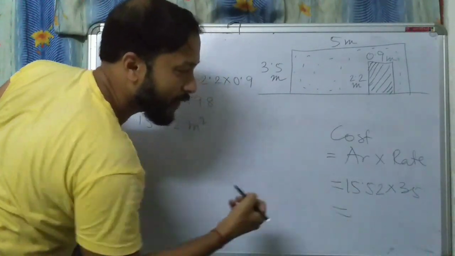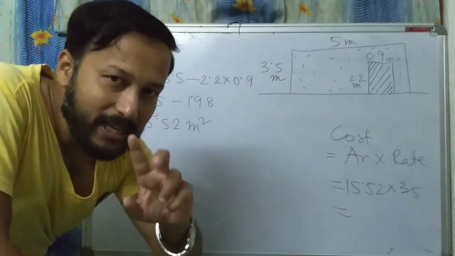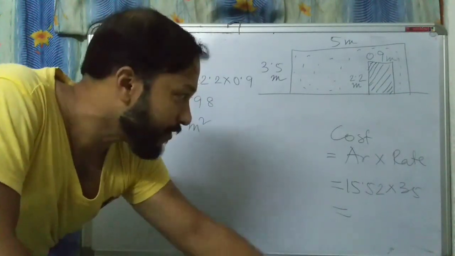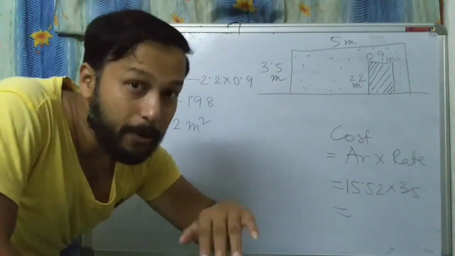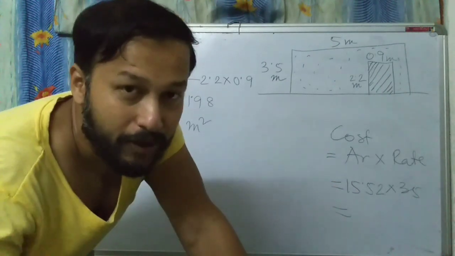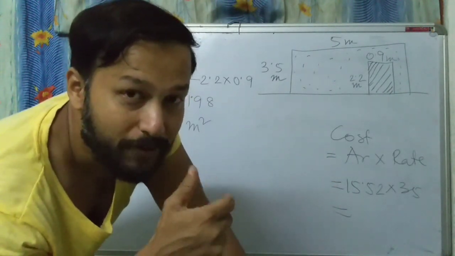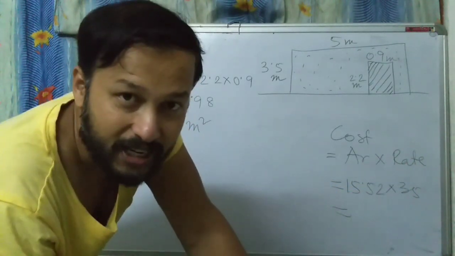15.52. Okay. Now we have to multiply these two. That is the area into rate. Rate is given in the question, 35. So now we have to multiply it. After multiplication, we will get the cost. Cost means the money which we are going to pay the painter.